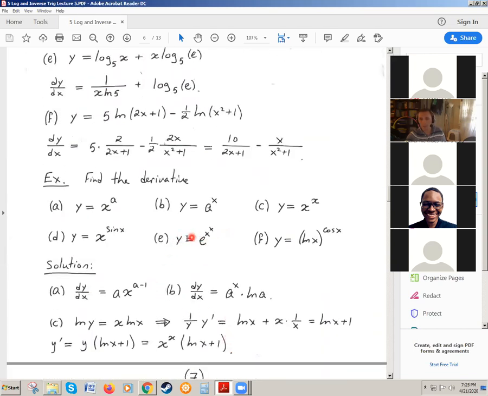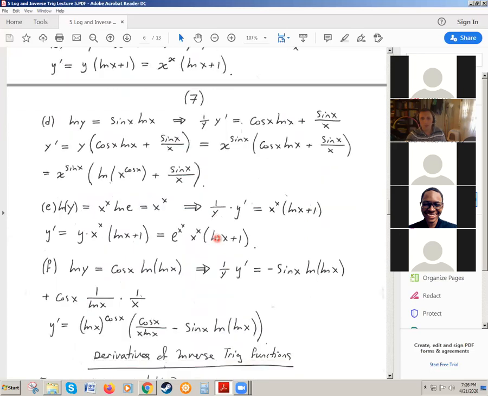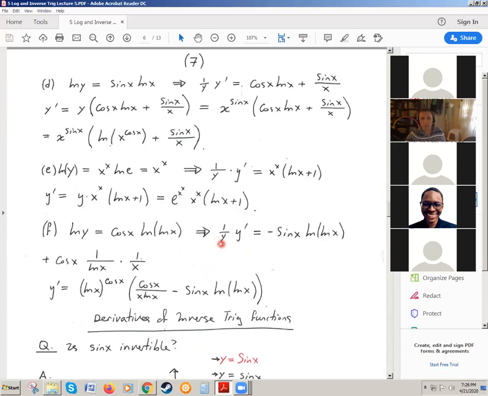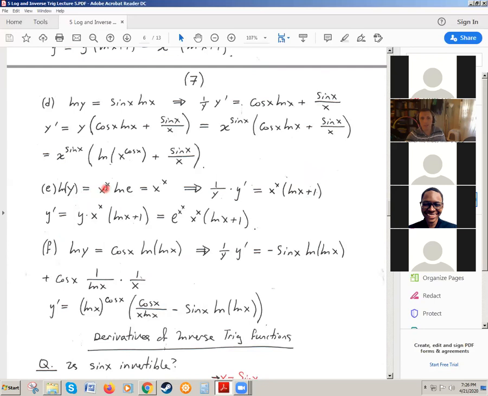And then how do I solve E? I do it the same way, right? I apply logarithm. And what do I get? I get x to the power of x times ln e, same thing as before. And ln e I can simplify to 1, because ln e is just 1.